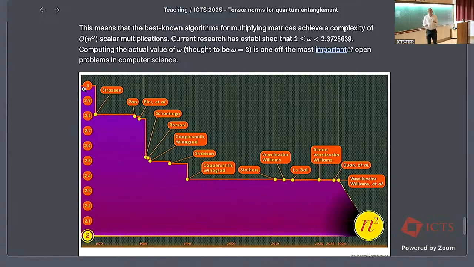So to conclude, I talked about this rank of a tensor. With respect to entanglement, it's a discrete measure of entanglement. Separable states have rank 1, entangled states have higher rank. And I tried to show you that this rank is different from the matrix case and is hard to compute in general. And next time I will talk about tensor norms.